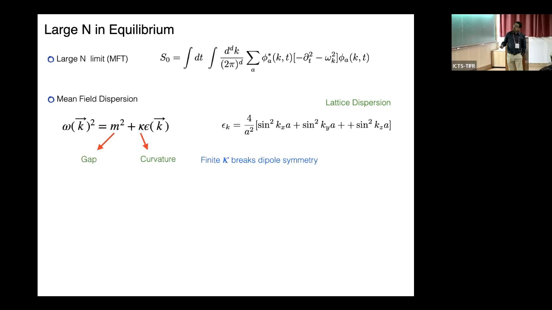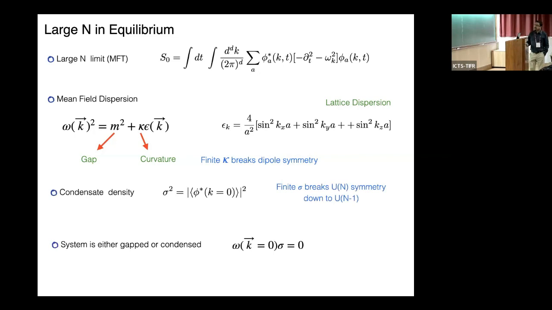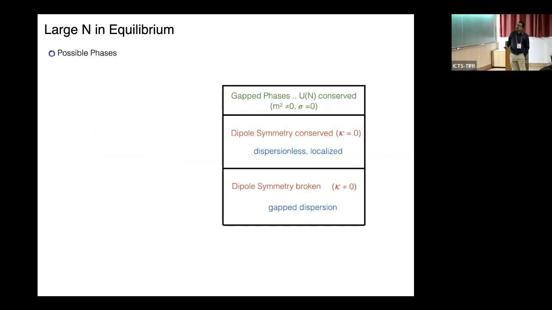And omega k you can show has two parts. One is m squared, which is just the gap. And one is kappa, which is the curvature proportional to epsilon k. And if my kappa is finite, that breaks my dipole symmetry, because anytime I have a finite kappa, I have a finite dispersion, single particles can move, and dipole symmetry will be broken in that state. Of course, I can also have the usual condensate, which breaks, in this case, U(N) symmetry down to U(N-1). So what are the possible phases we can get in this theory?